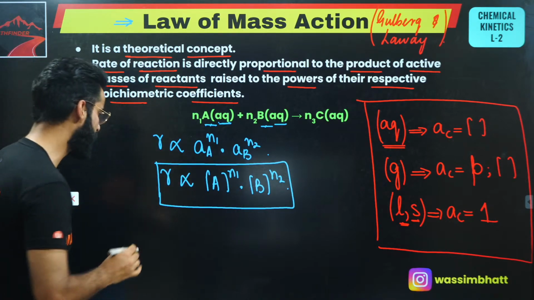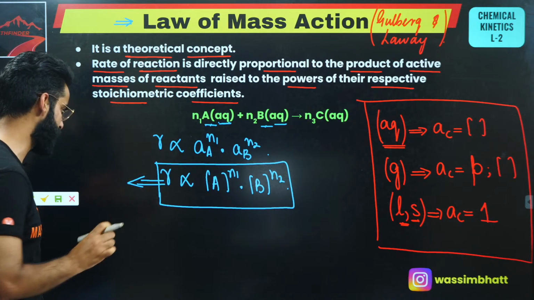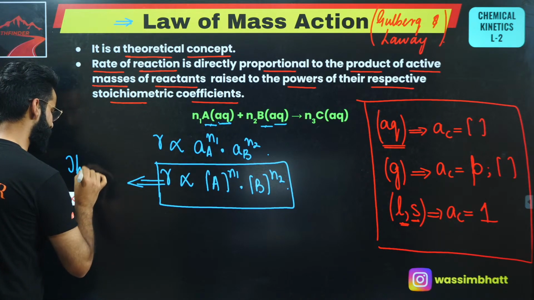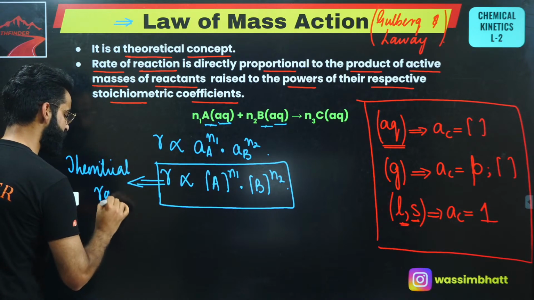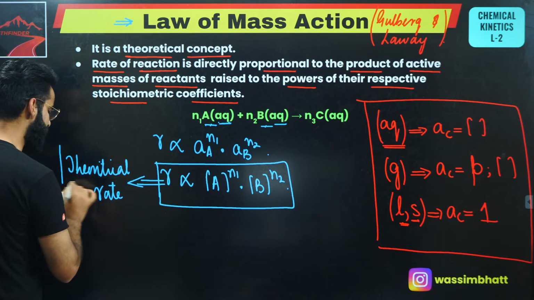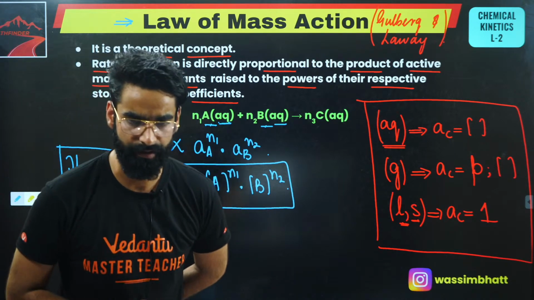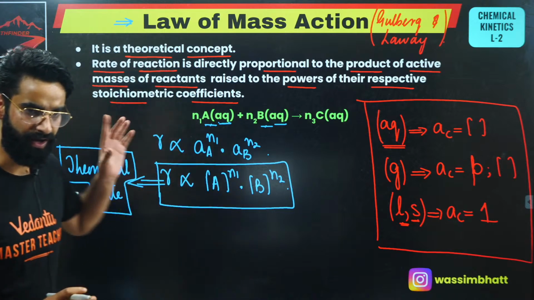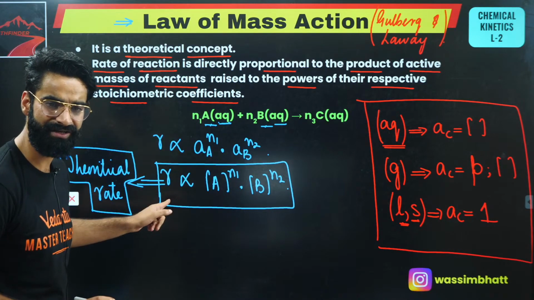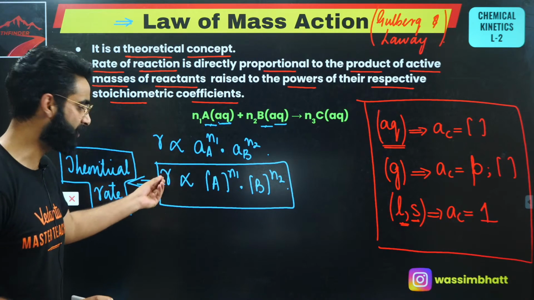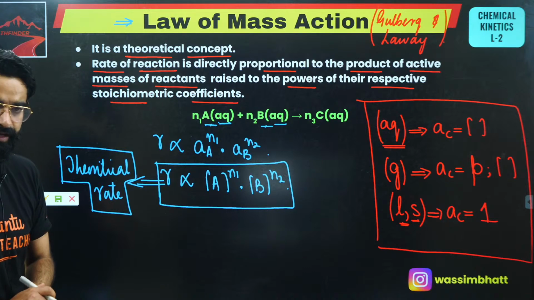And remember one important thing: whatever rate of reaction value you get from this equation, that rate of reaction is what we call the theoretical rate. Whenever I calculate the rate of reaction by using the law of mass action, that rate of reaction is what we call the theoretical rate. Remember this thing. Again, whenever I calculate the rate of the reaction by using the law of mass action like this, whatever value of rate comes out to be, that rate is what we call the theoretical rate of the reaction, correct?